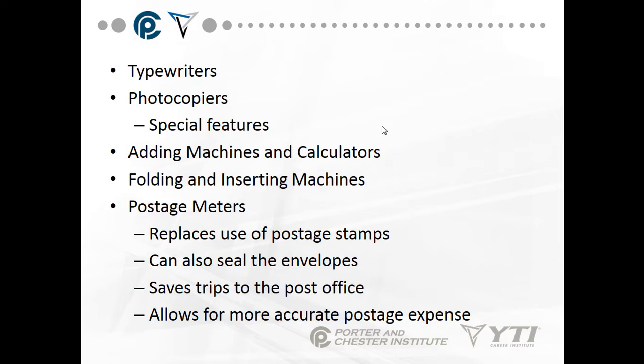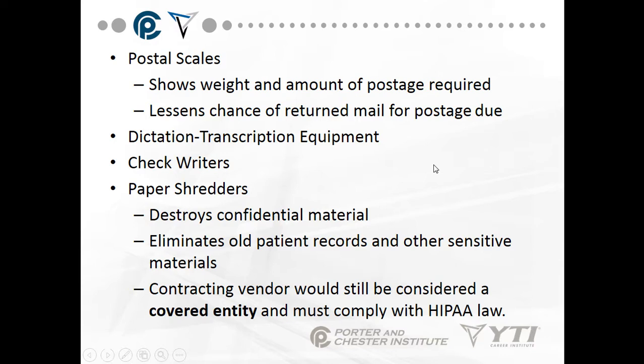Postage meters replace the use of postage stamps, and it can also seal envelopes. It saves trips to the post office and allows for more accurate postage expense because it will actually weigh the envelope that you're going to mail and put the correct amount of postage on it. They show weight and amount of postage required, and they lessen the chance of return mail for postage due.